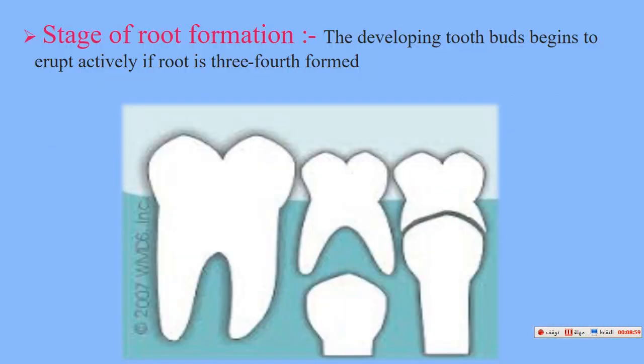The second factor, stage of the root formation. The developing tooth bud begins to erupt actively if the root is 3/4 formed. So if the root of the permanent tooth is 3/4 formed, this leads to early eruption, so there is no need for any space maintainer.